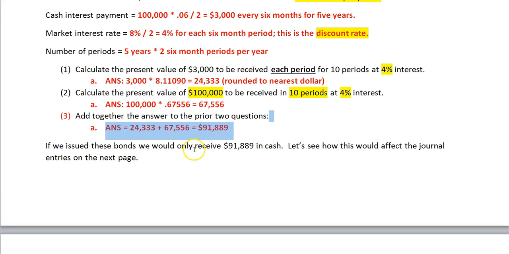Alright, so if we issue these bonds, people aren't going to pay us $100,000 because that's its face value. They're only going to pay us $91,889 because that's the present value of all the future cash flows. And this is going to present us with an accounting problem. We're going to owe them the face value. We're going to put this on our books as a liability because we owe them $100,000, but we're only receiving this much in cash. That's why the difference is going to have to be recorded as a discount.